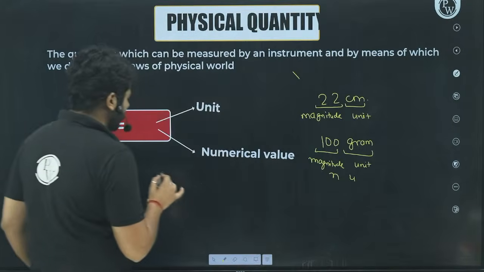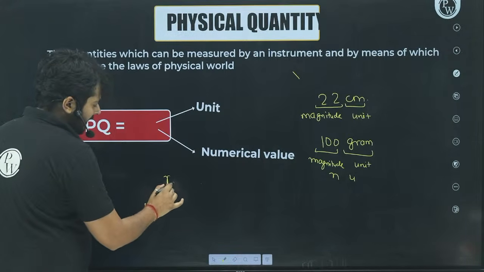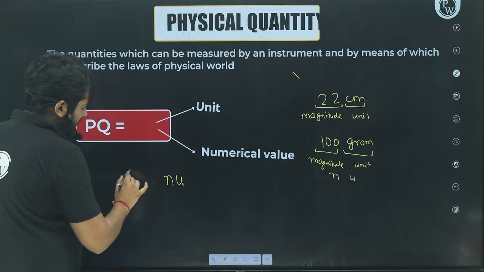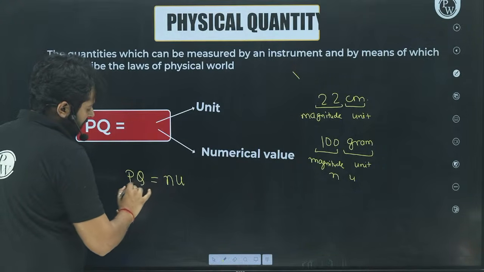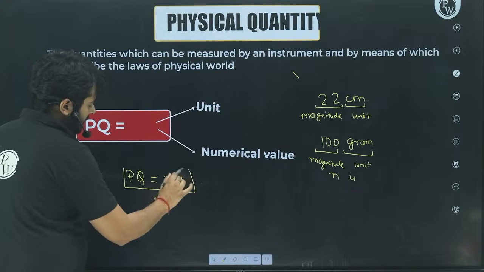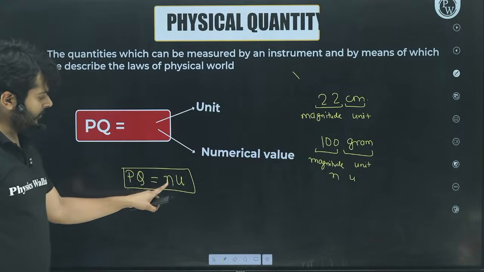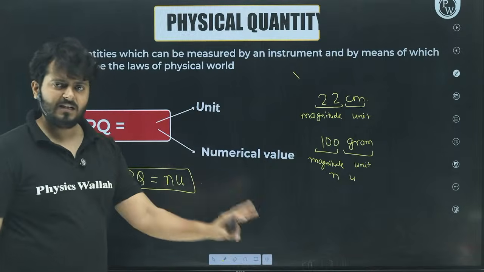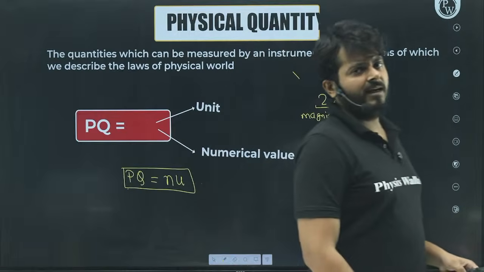So every physical quantity will have two parts, a numerical value and a unit. Every physical quantity, P for physical, Q for quantity, will have two parts, a numerical value and a unit.